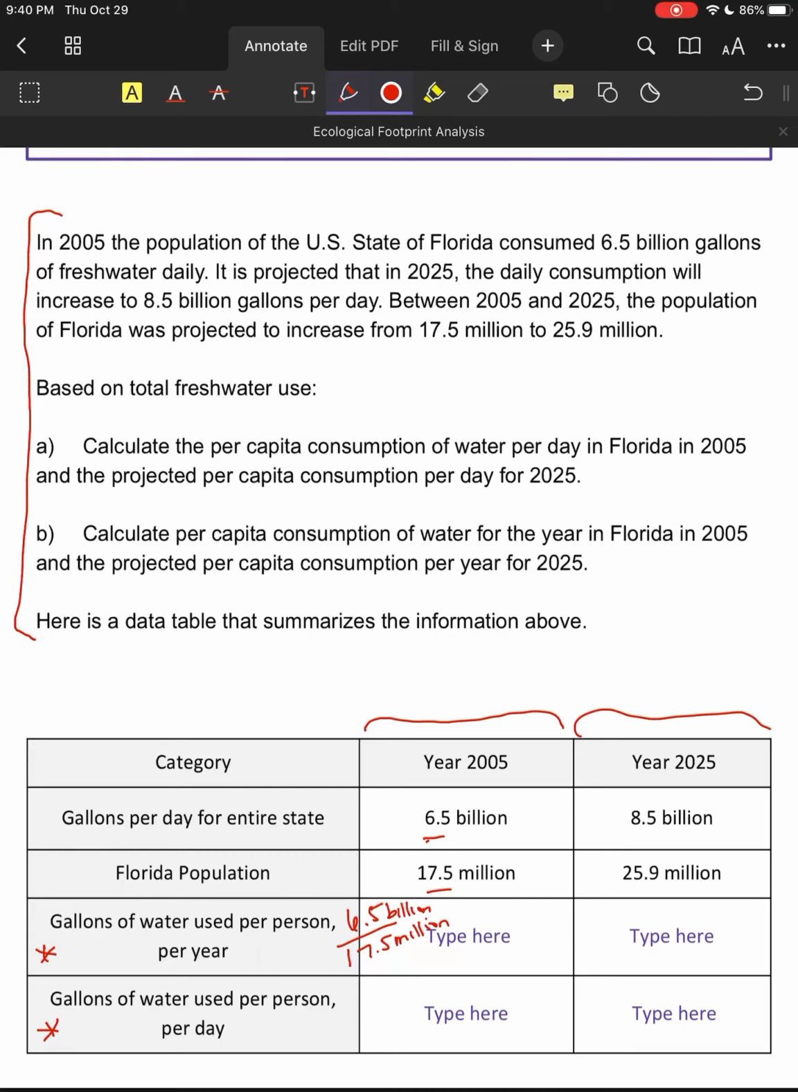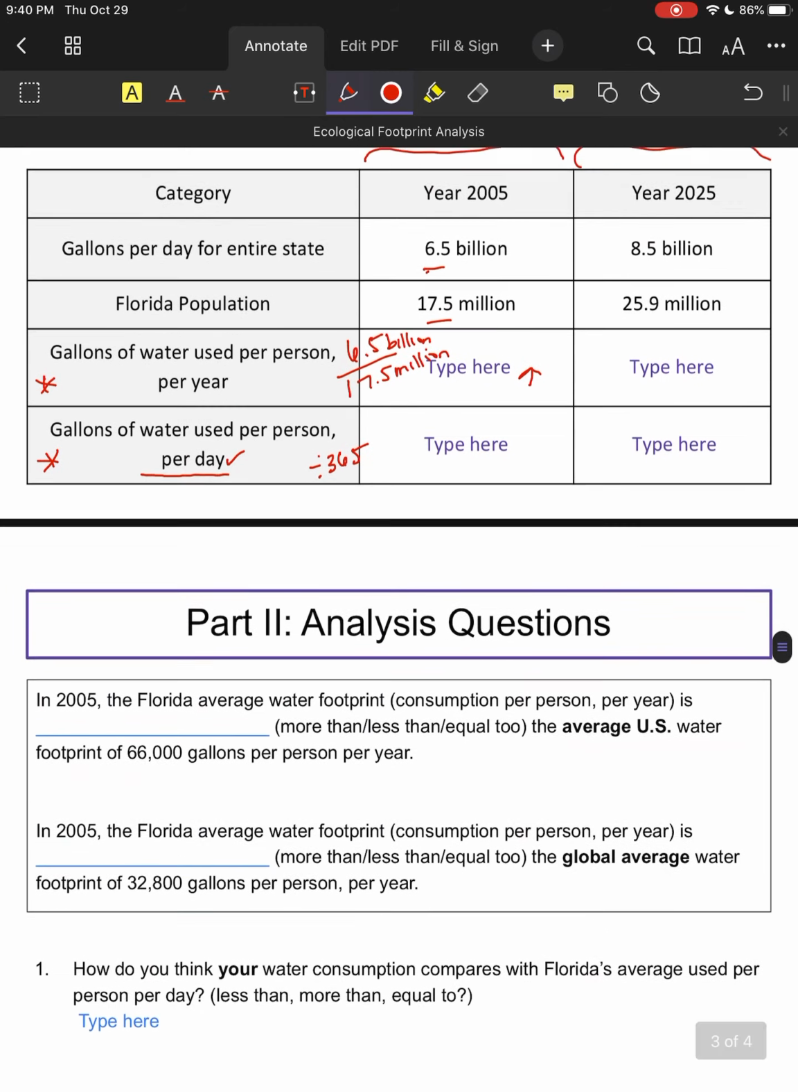Okay, and then the last row is wanting you to know per day. So if I have how much water they use per year in this block right here, then if I want to find per day, right, I just have to divide by how many days there are in a year. So if I divide by 365, that will give me my per day amount. Okay, and like I said, you're doing it for year 2005 and year 2025. So you should come up with some numbers in that column.